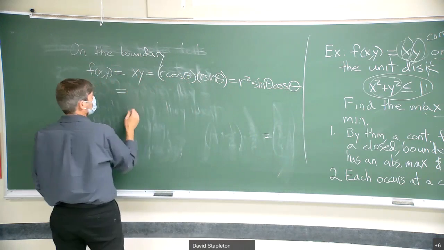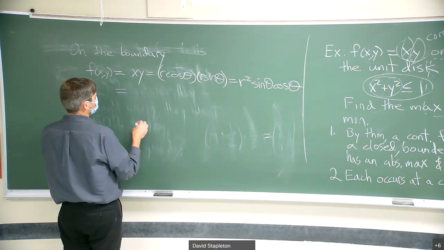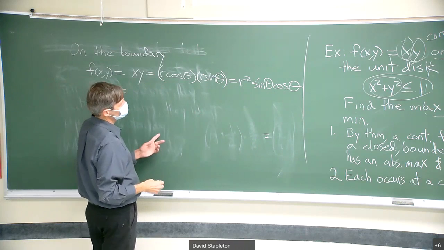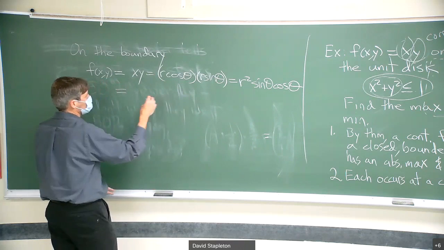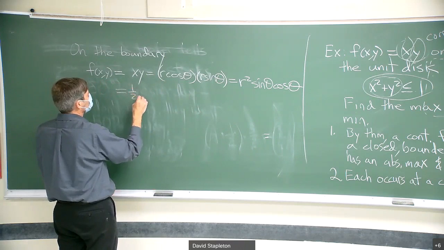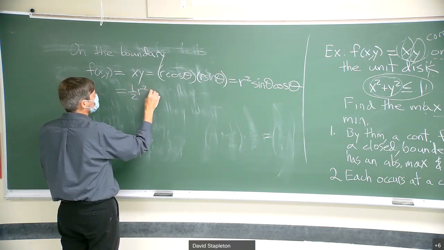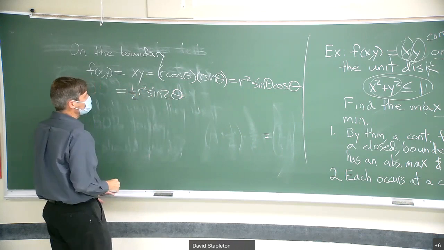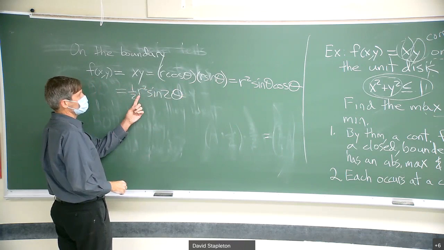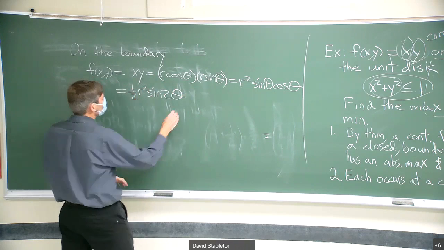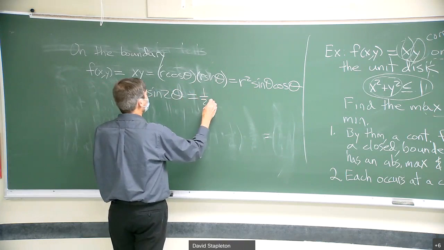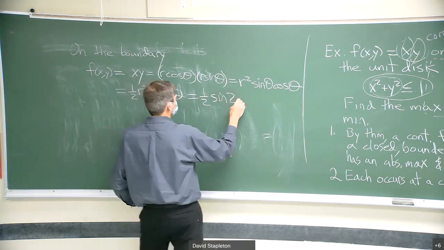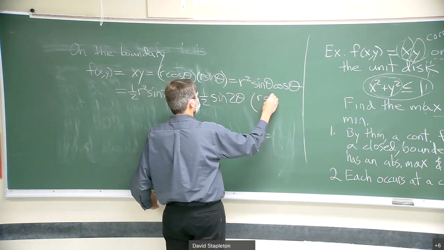which can also be written by the double angle identity. Remember, sine of 2 theta is 2 sine theta cosine theta, so sine times cosine is 1/2 sine of 2 theta. Right? And now along the boundary, r is actually equal to 1. So this is 1/2 sine 2 theta. So that's r equals 1 on the boundary.